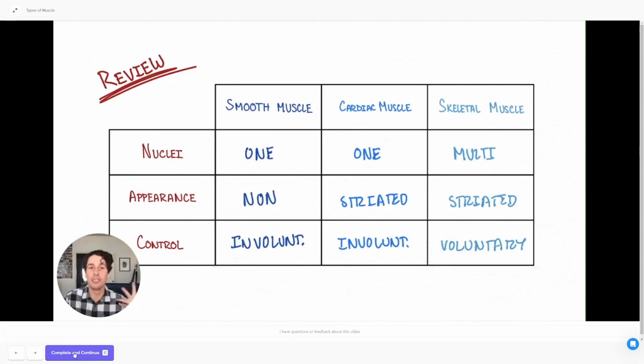All right, so as we can see, the smooth muscle cell and the cardiac muscle cells, they do have some similarities with the number of nuclei as well as the control of those cells. But they do differ in the appearance, basically that the cardiac muscle cells, just as the skeletal muscle cells, are striated, while the smooth muscle cells are not. So that's going to be a quick little review of the different types of muscles.